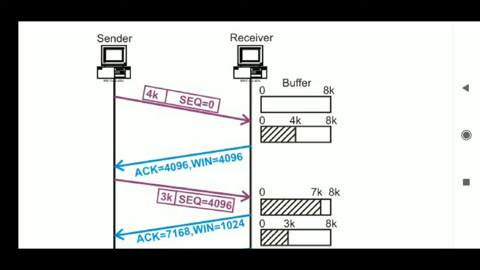In the flow control operation shown in this figure, the receiver has a buffer size of 8 kilobytes, sorry, 8 kilobytes. After receiving 4k bytes, the window size is reduced to 4k bytes, and after receiving another 3k bytes, the window size reduces to 4 minus 3k, which is equal to 1k bytes. So after the buffer gets empty by 4k bytes, the window size increases to 7k bytes.